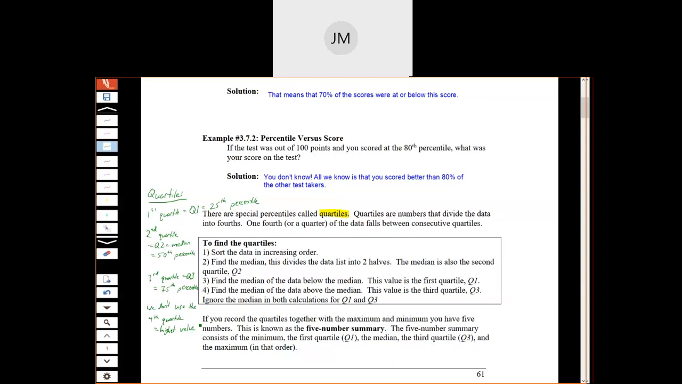Okay, so if I want to find the quartiles, an easy way to do this is to first find the median. If I list my data in ascending order, or increasing order, and cut it in half, that halfway point is the median, so that's my second quartile. Then for each of the two halves, find the median, and that will give me the first and third quartile, because halfway through the first half is 25%, and halfway through the second half is 75%.